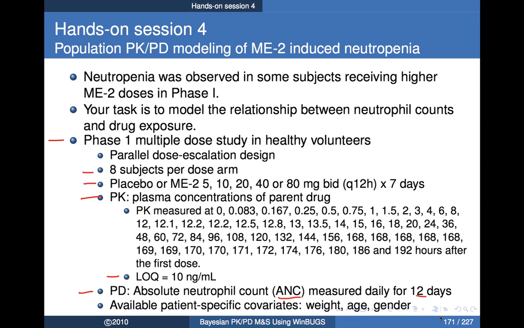We've got a few possible patient covariates. As I recall, the only one I've got set up to use right now is just body weight on clearance and volume, just like we had done when we did the population PK modeling. The PK data here is actually a subset of the data that we used in the population PK example.